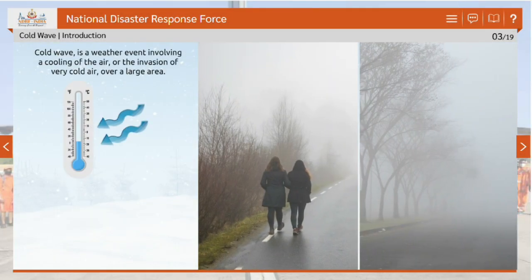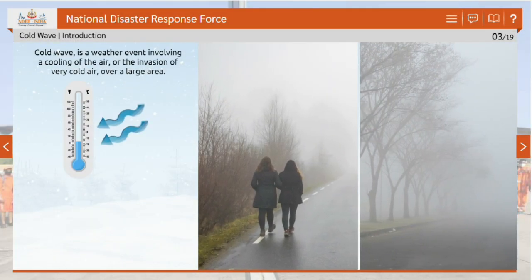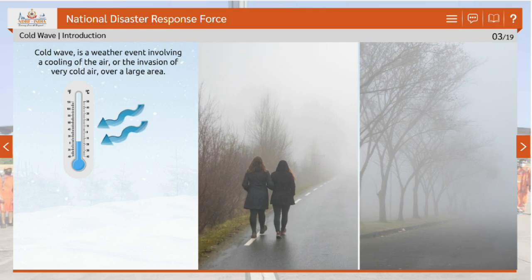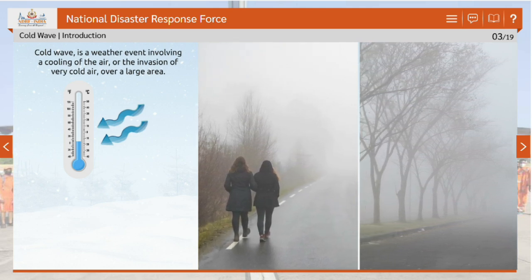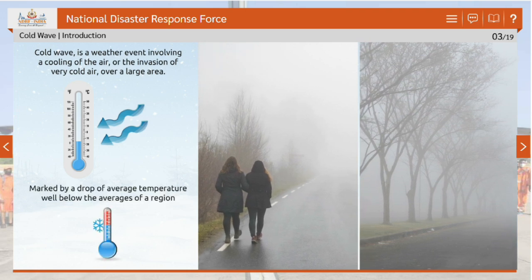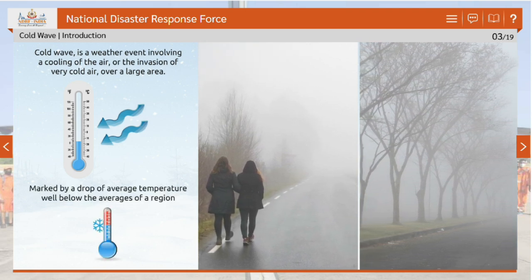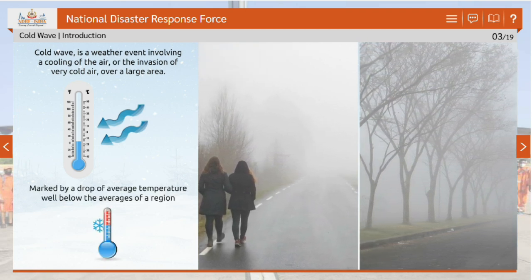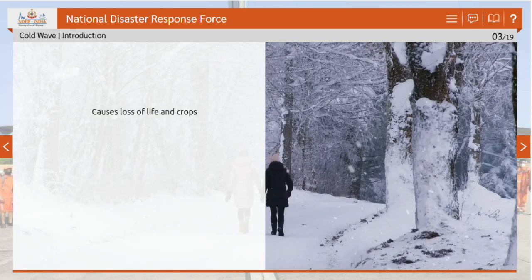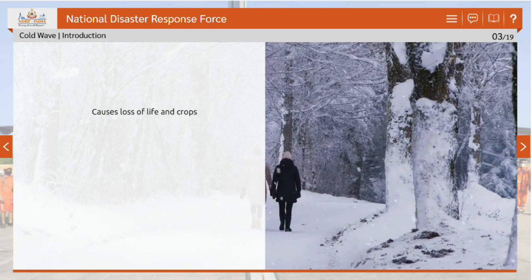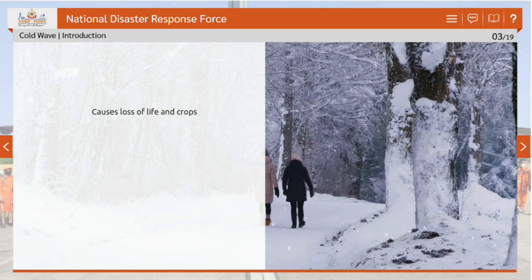A cold wave is a weather event involving a cooling of the air or the invasion of very cold air over a large area. It is marked by a drop of average temperature well below the averages of a region. The plains of North India regularly experience cold wave and cold day conditions during winter every year. It is a severe weather phenomenon which may even cause loss of life and crops.